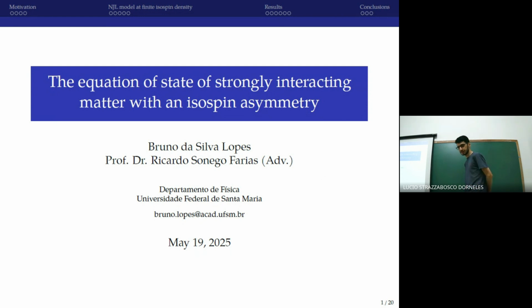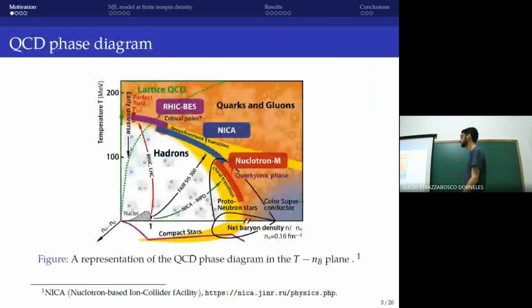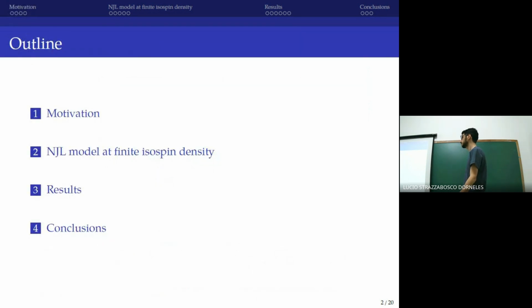Okay, so today I'll continue talking about strongly interacting matter. This time I'll delve a bit more into the formalism that we use, discussing the equation of state of isospin asymmetric matter. This is the outline. I'll follow a brief motivation, formalism, and some results.